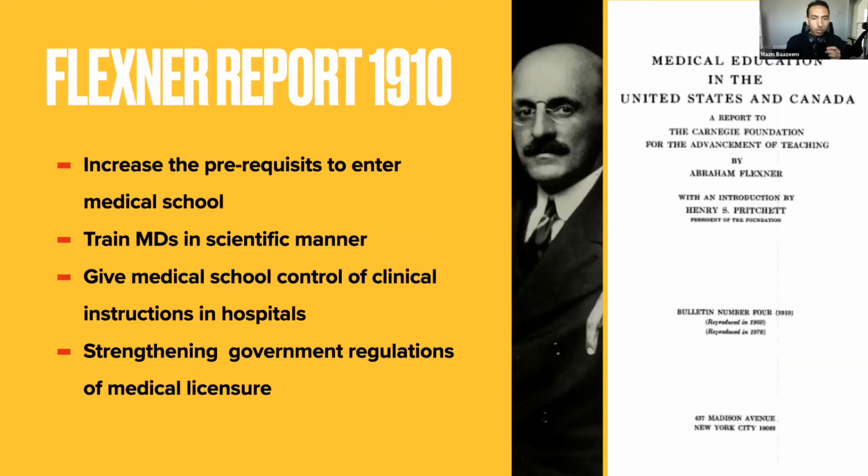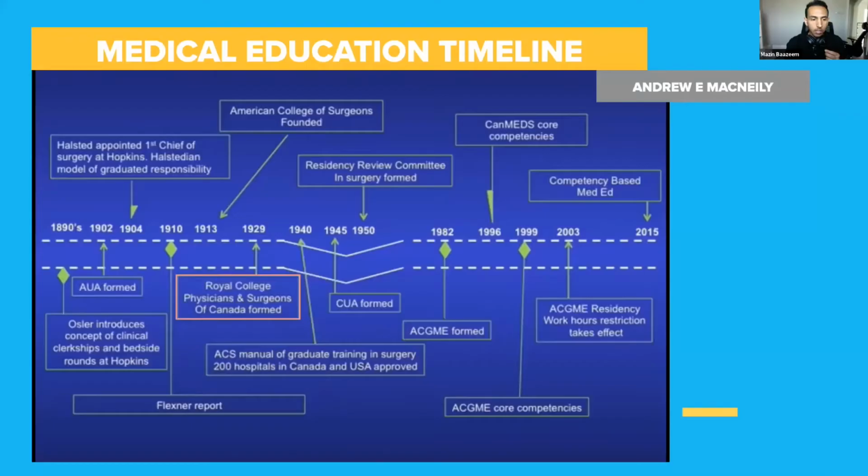One of the most important recommendations he made was that we have to train MDs in a scientific manner. We have to increase the prerequisites for medical students to enter medical school. And then we have to strengthen the governance and regulation of medical licensing. The Saudi Commission for Health Specialists is one of these examples. Then the Royal College was established in 1929.